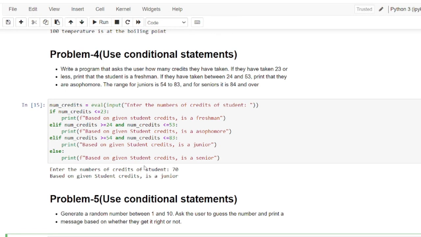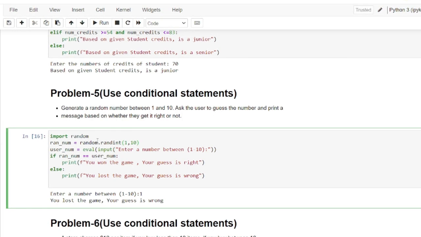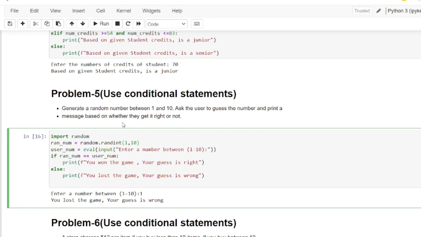Less than 23 is a freshman, 54 to 83 is a junior, and above that, I am giving else, it is called a senior. Problem number 5. Generate a random number by using the random and randint function between 1 and 10 and ask the user to enter a guess. If both match, your guess is right, otherwise you lost the game, your guess is wrong.